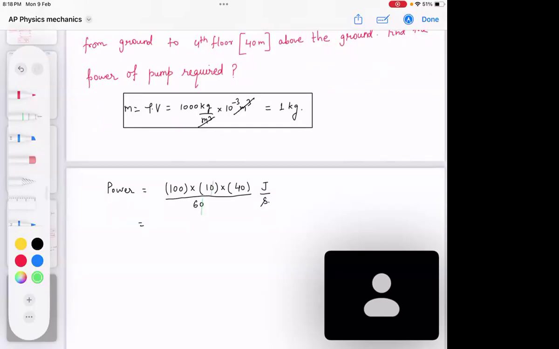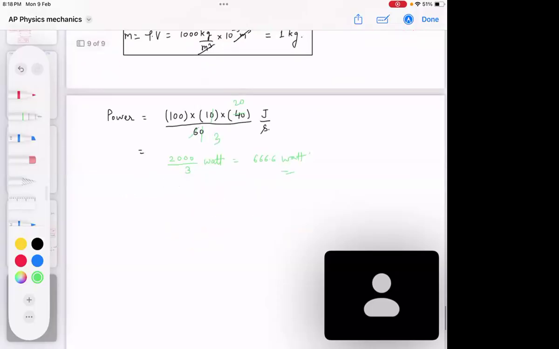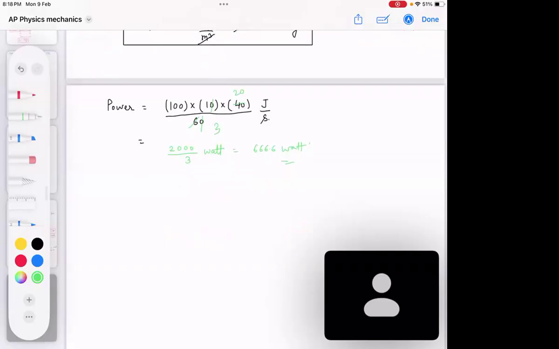This zero will get cancelled out. 2 into 3, that is 20. So we have 2000, right? 2000 by 3 watt we are getting, or 666.6, you can write it. That is what is coming. Clear? So this is what they ask in the question. Clear? Now the next one.